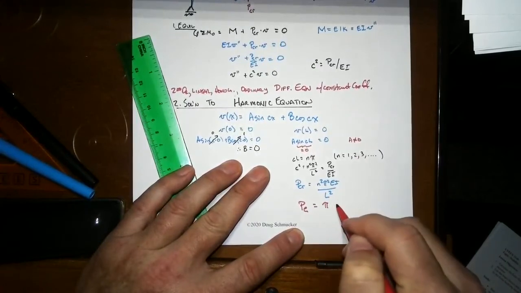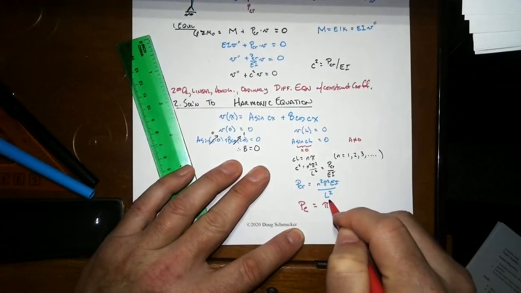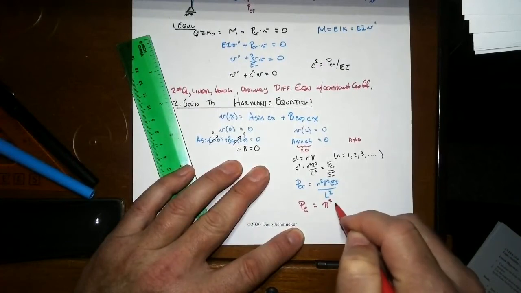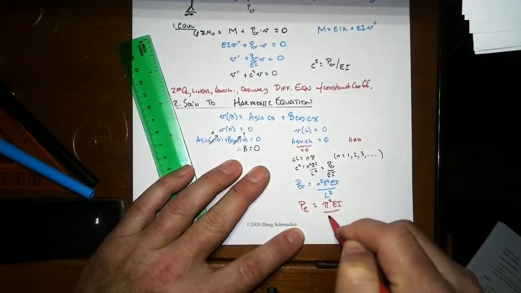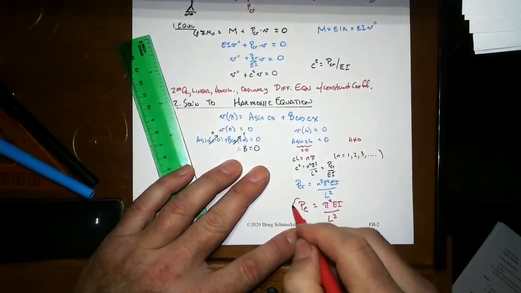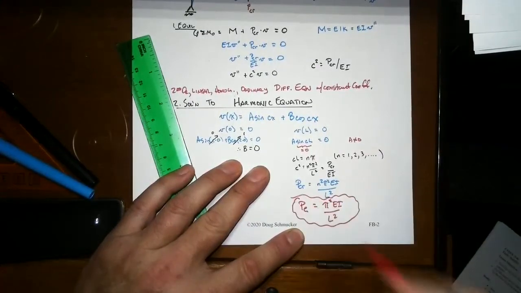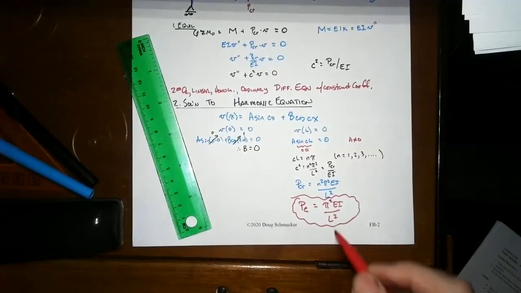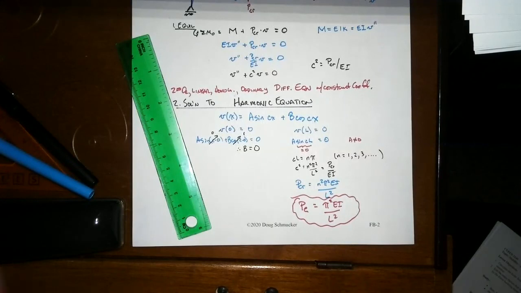So that would be P sub E equals pi squared EI over the length squared. Now, real columns will behave slightly differently than this, and we'll talk about that in upcoming video segments.